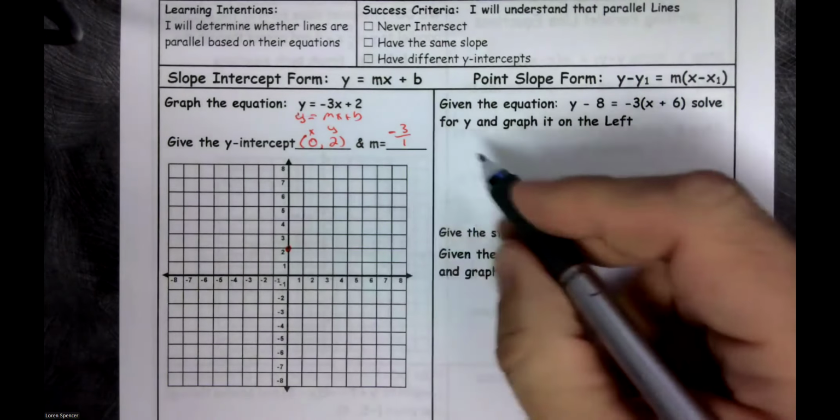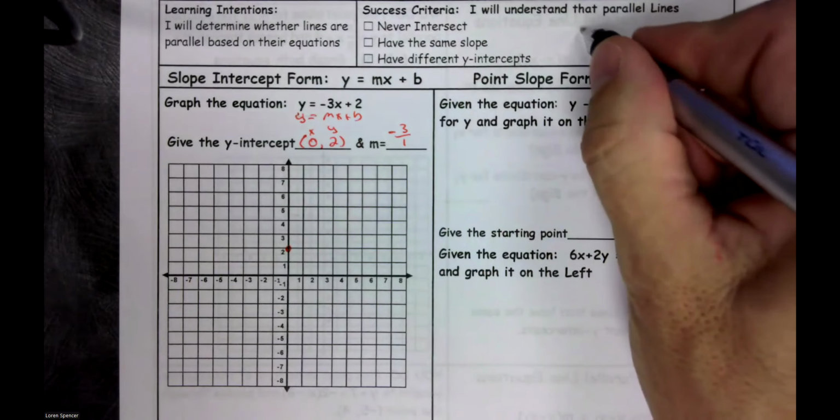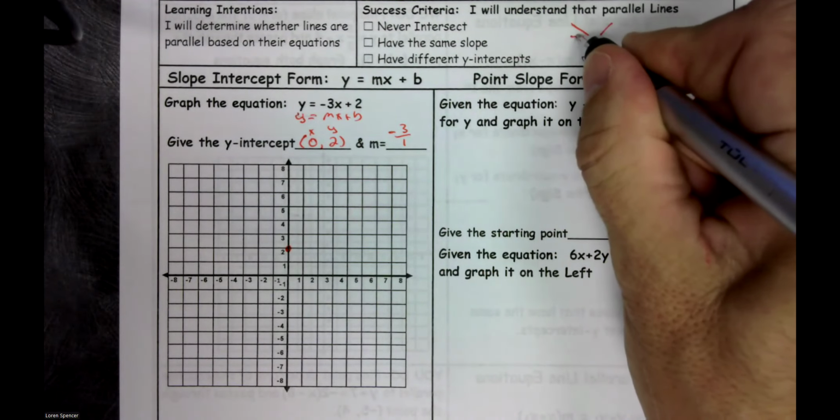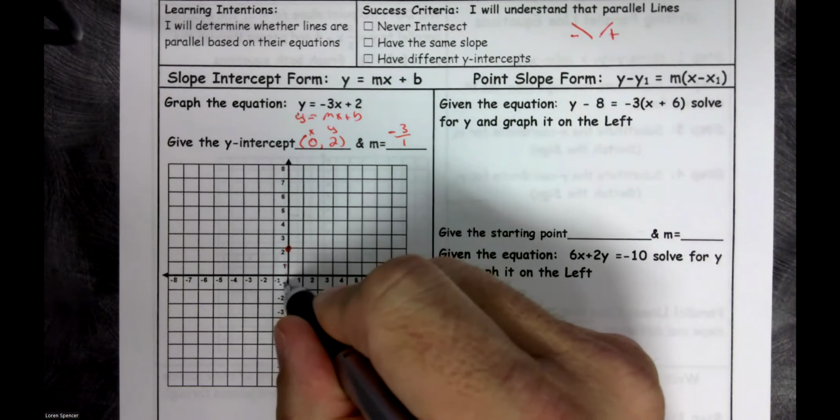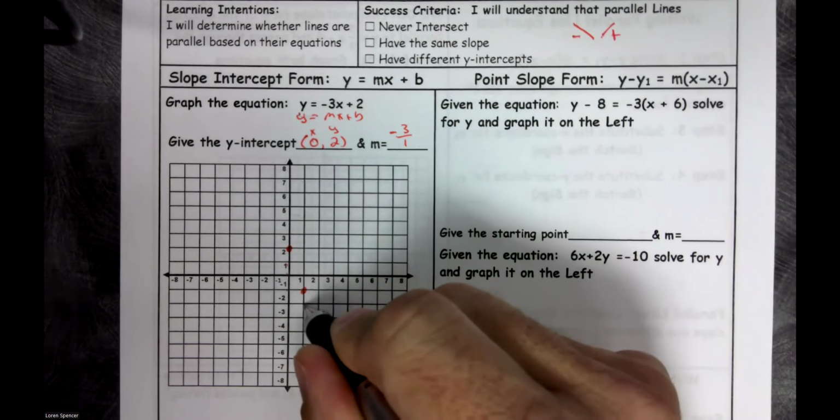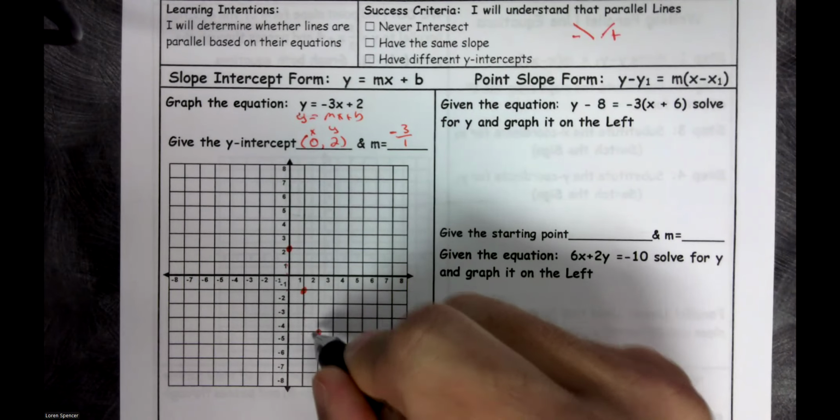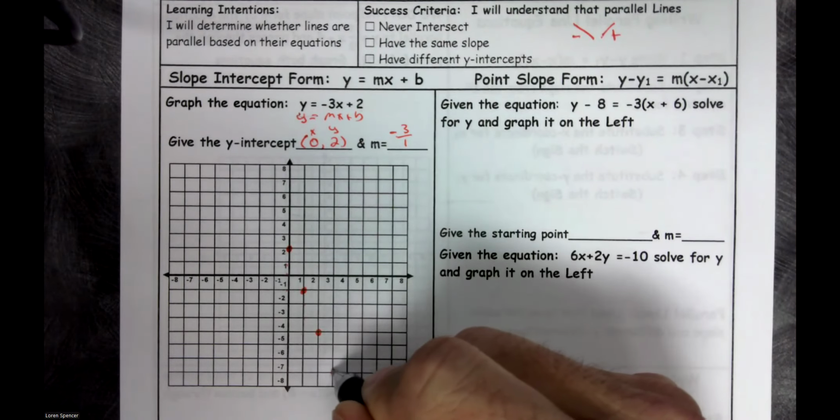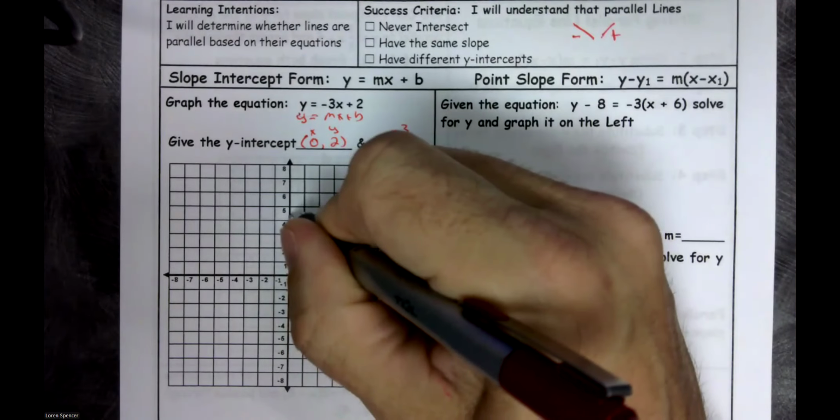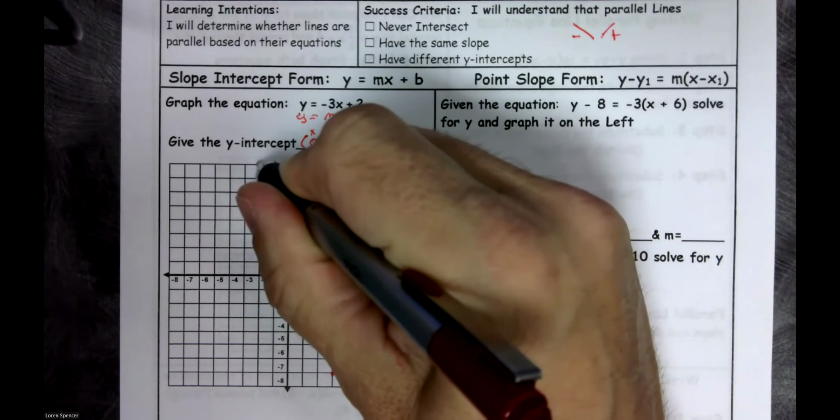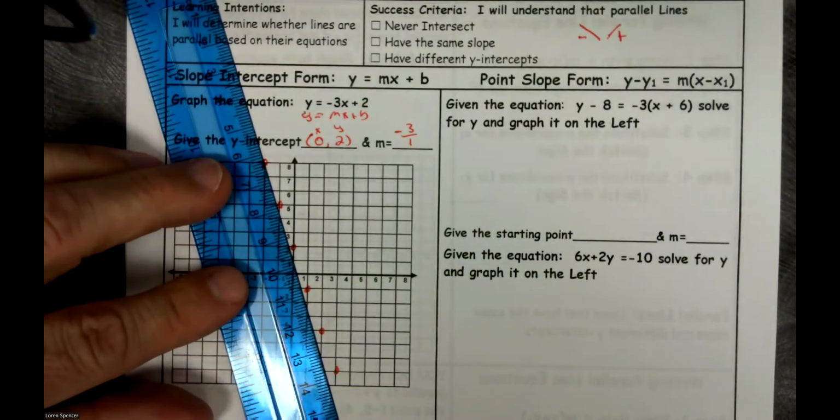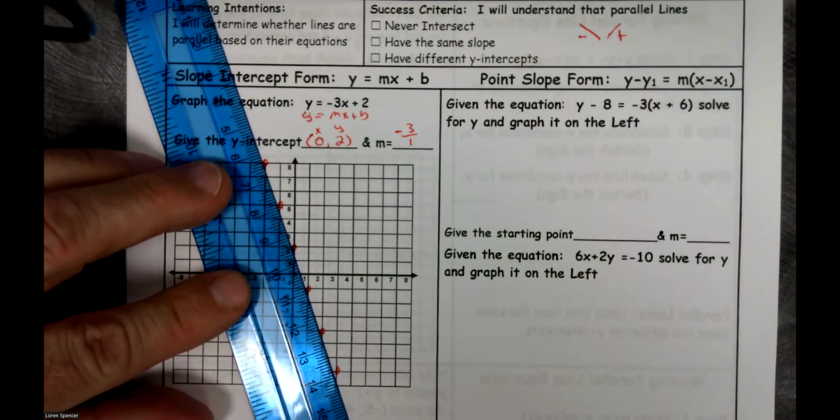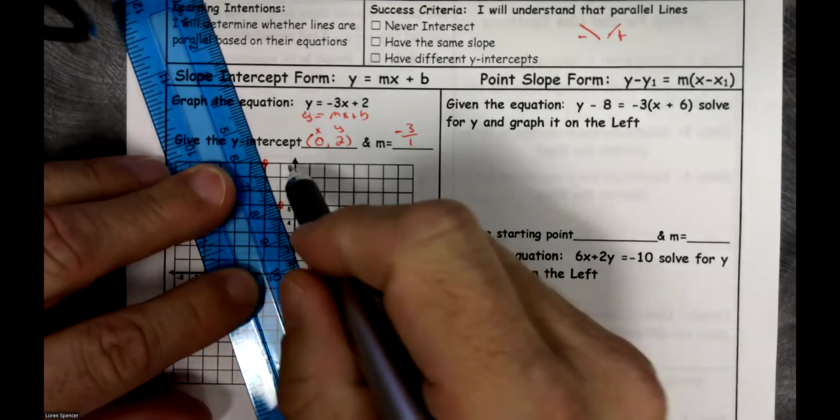And then please remember the angry man eyebrows. It's negative, so we're going down. And reversing. And if we connect our points, we should have a straight line if I did everything correctly.